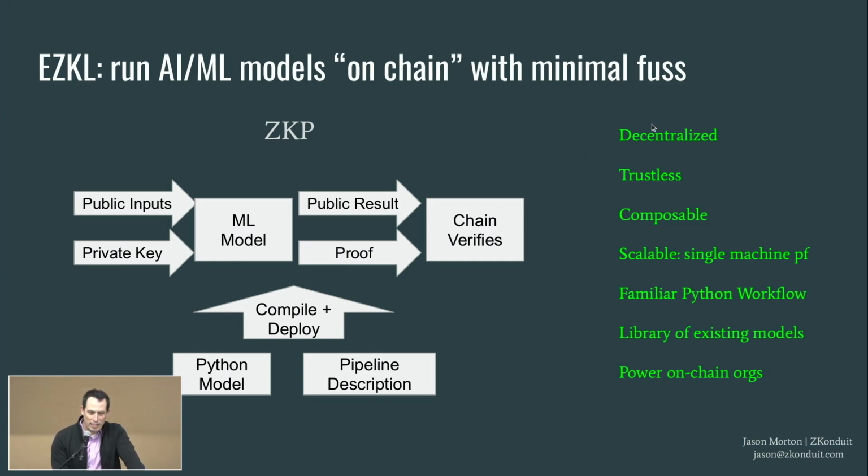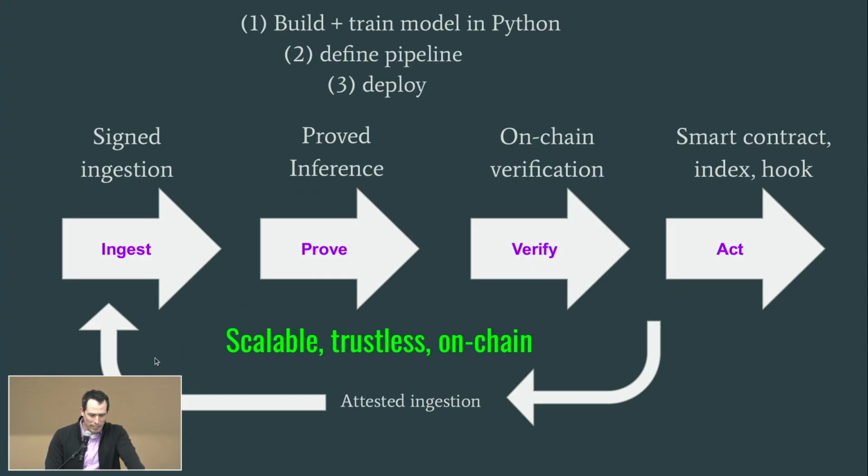Then we get something that combines all these properties. It's decentralized, trustless, composable, and scalable because one person can make a proof that everyone can believe. But we can also get our familiar Python workflow, libraries of existing models, and hopefully we'll be able to power some kind of on-chain organizations, right? So if off-chain organizations need to deploy ML to run, and we're building all these new institutions in Web3, we're going to need to run some of these programs too. And our goal is to make that super easy. Basically, you describe what you want to do, you build the model in Python the way you always have, and then we help you to build and deploy it into a pipeline.